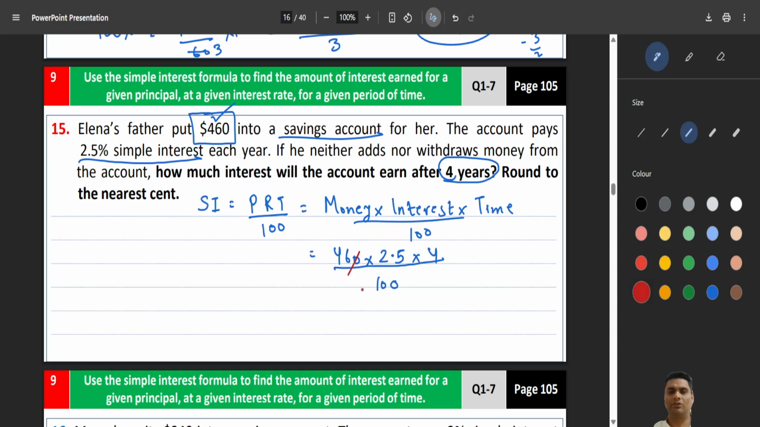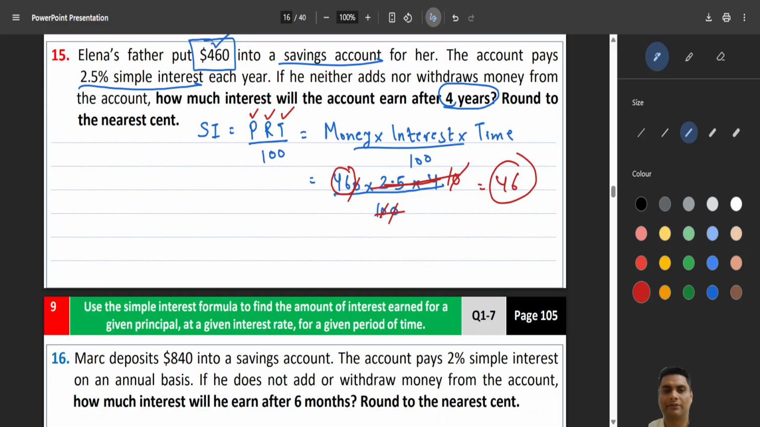Here 10 up, 10 down, done. 2.5 times 4 is how much? 10. So I will write 10 here. Now check again, 10 up, 10 down, done. So what is left here? Only 46. Rest all the things are done. So my simple interest will be $46 after 4 years. Okay, this is my simple interest. So remember the formula, PRT divided by 100. P means principal amount of money, R means the rate of interest, this in percentage, and T is the time. The time should be in years.